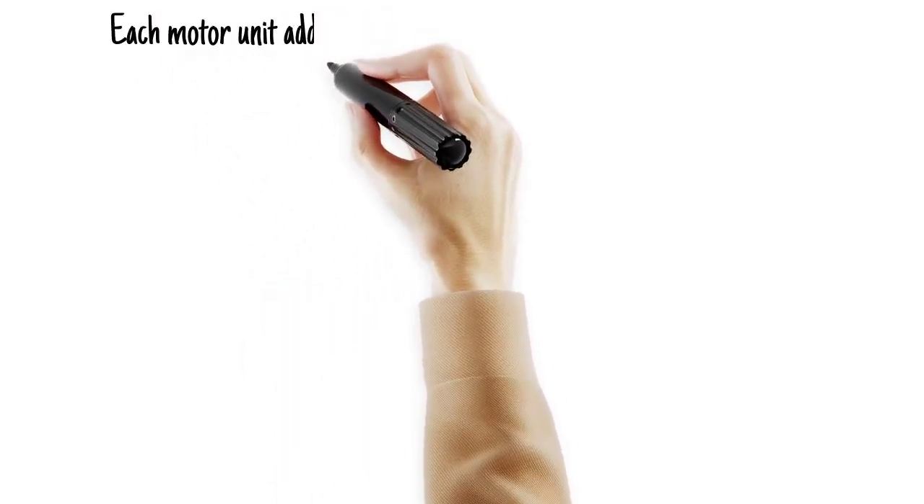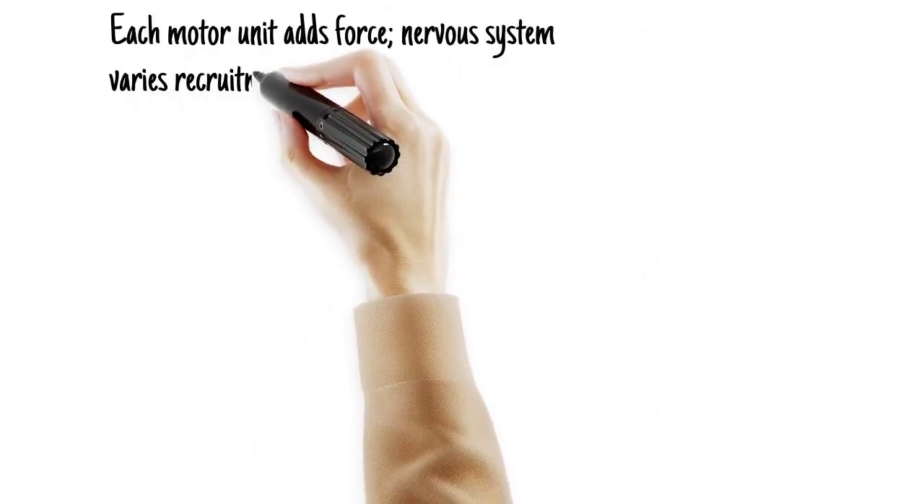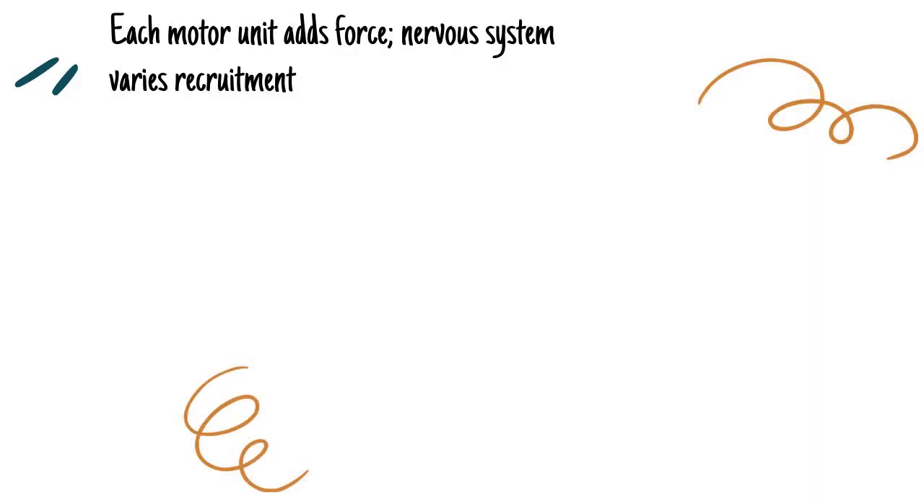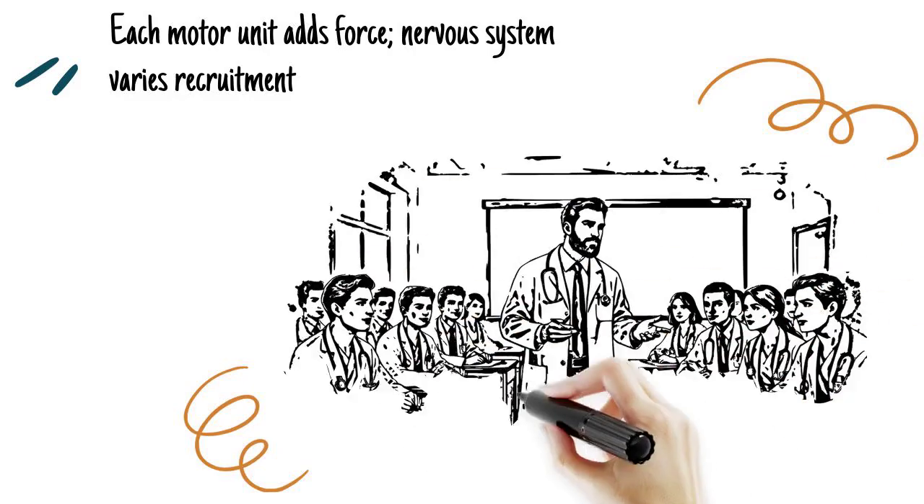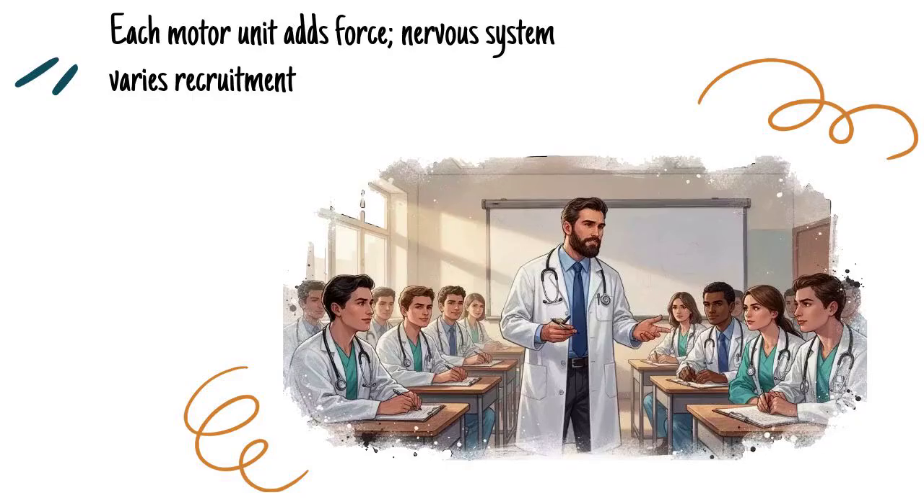Each motor unit contributes its own specific force, and the nervous system grades overall muscle strength by varying how many motor units are recruited at any given moment and how rapidly they fire. This produces smoothly graded force output rather than all or nothing contractions, which is what allows the same arm to hold a pen delicately or lift a heavy object.